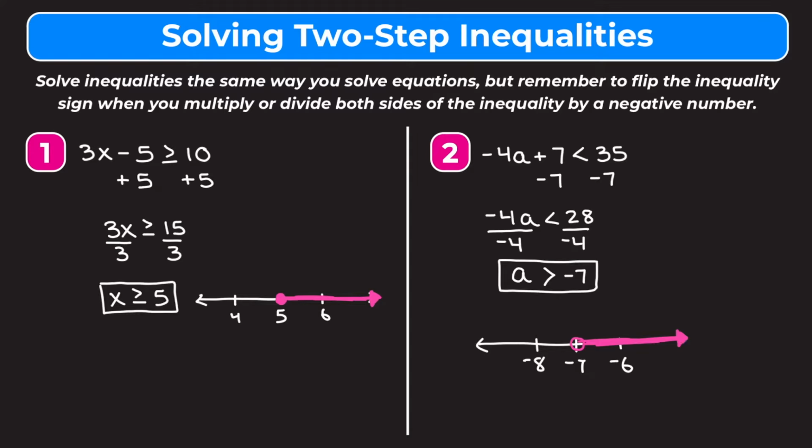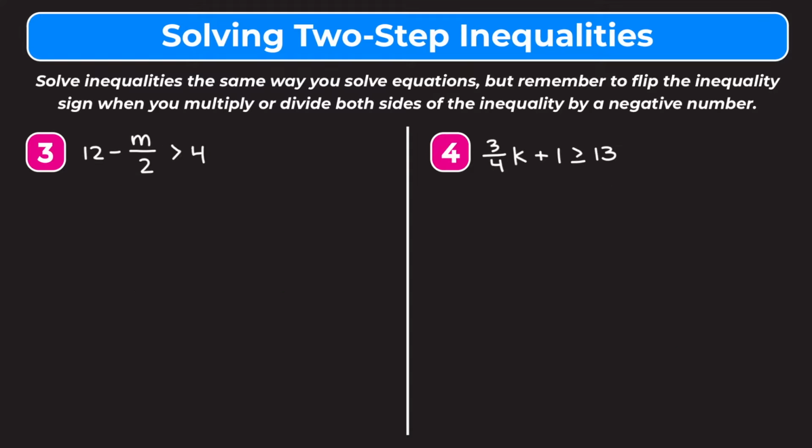Let's go through some more examples. Example 3 is 12 minus m over 2 is greater than 4. We want to get rid of this positive 12 on the left side first, so we're going to subtract 12 from both sides. On the left side, 12 minus 12 is 0, so we're left with negative m over 2. On the right side, 4 minus 12 is negative 8.